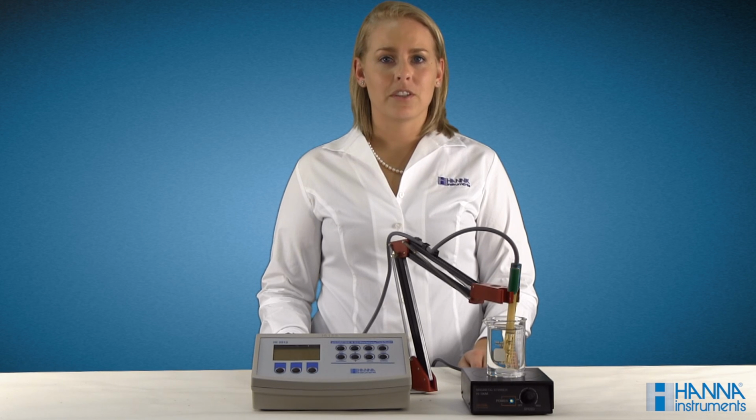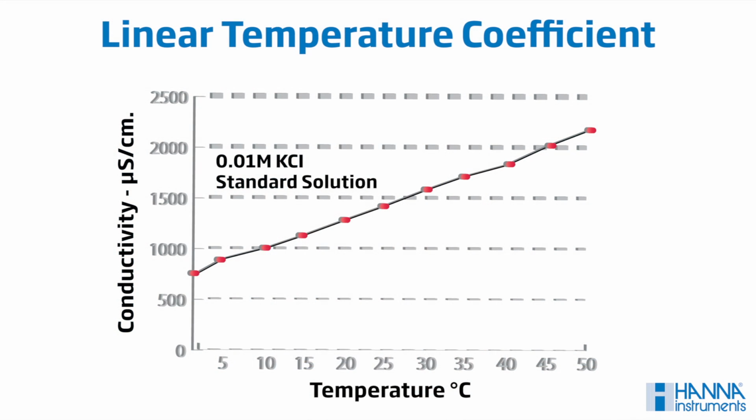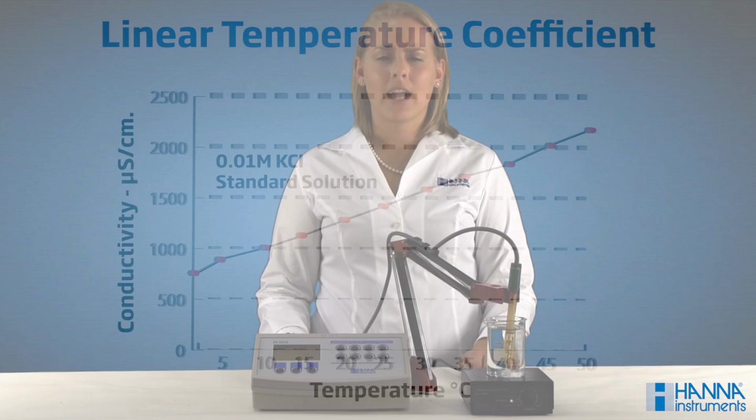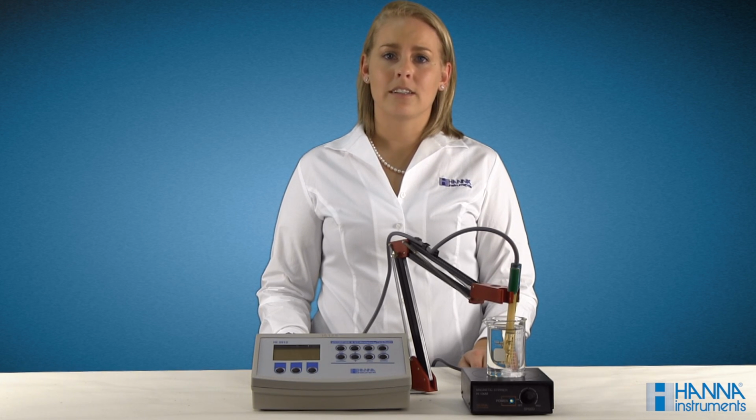For a fixed temperature coefficient, the default value is 1.9% per degree Celsius. This means that for every degree away from 25 degrees Celsius, the reading is adjusted by 1.9%. This value is based off of the conductivity experienced by a standard 0.01 molar potassium chloride solution. It is recommended that the temperature of each sample be recorded, as well as the conductivity of the sample at 25 degrees Celsius.